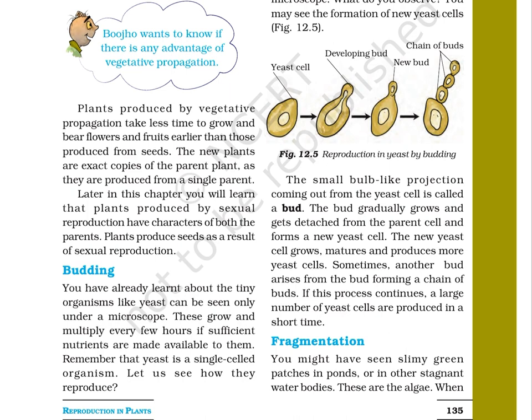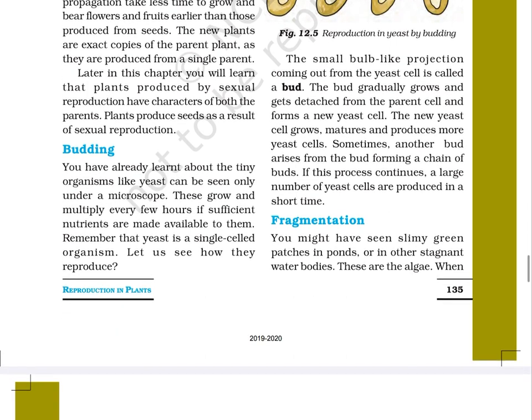The small bulb-like projection coming out from the yeast cell is called a bud. The bud gradually grows and gets detached from the parent cell and forms a new yeast cell. The new yeast cell grows, matures, and produces more yeast cells. Sometimes another bud arises from the bud, forming a chain of buds. If this process continues, a large number of yeast cells are produced in a short time.